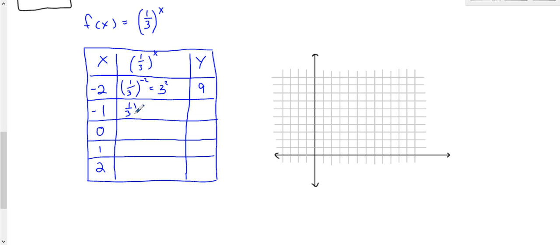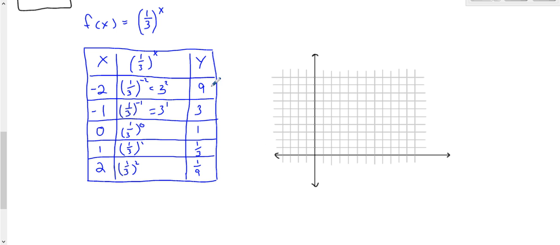So 1/3 to the -1 is going to flip that fraction into a 3 with an exponent of +1, which is 3. 1/3 to the 0 power, as I said before, anything to the 0 power is 1. 1/3 to the first power is just 1/3. And 1/3 to the second power, you take 1 squared over 3 squared, and you get 1 over 9.